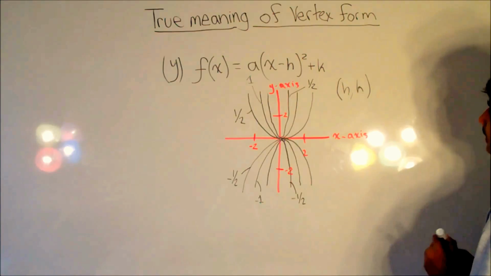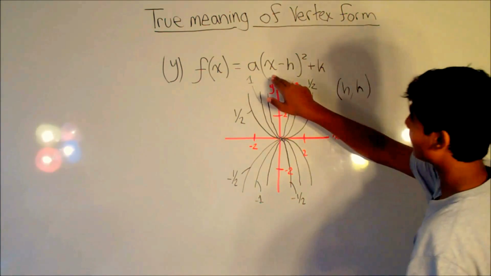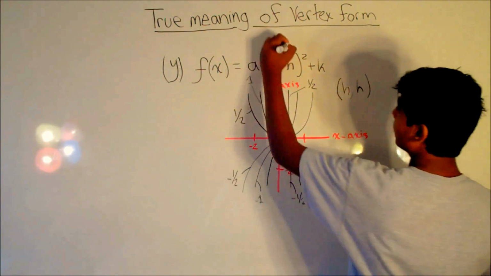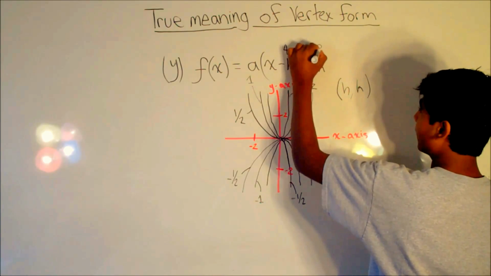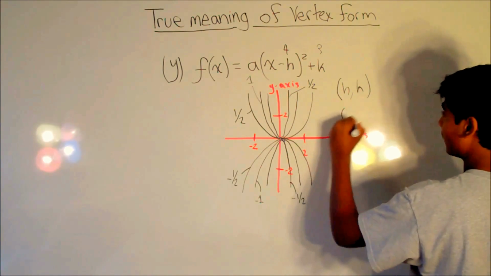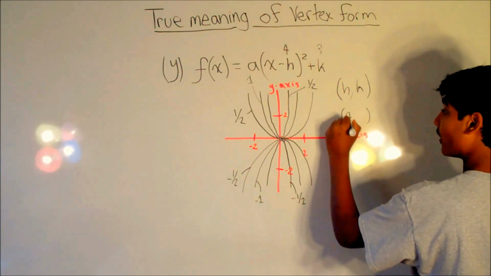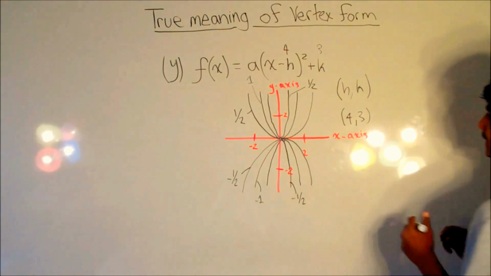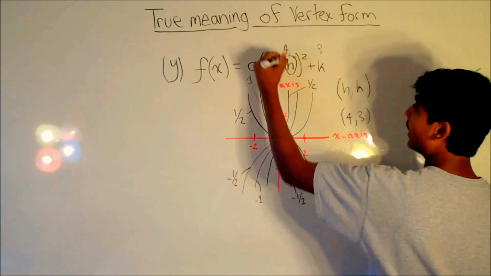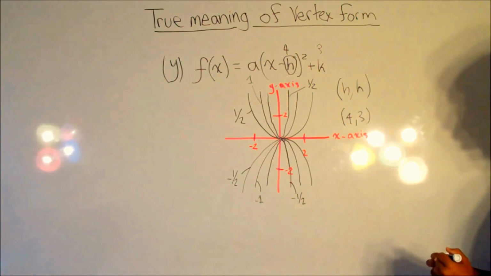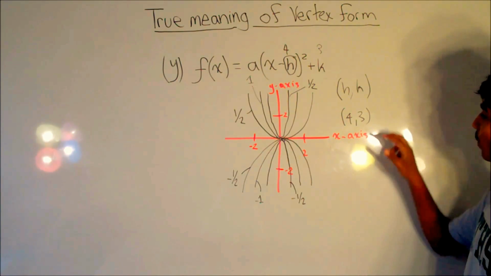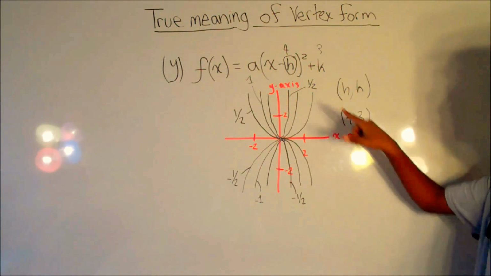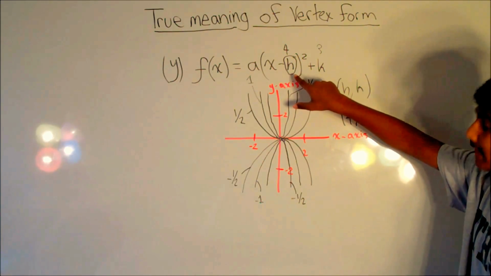So, let's say we have x minus 4 plus 3. The vertex would be 4, 3. And the reason why it's not negative 4 is because it's only taking the h value, not the negative in there. The negative has no factor in what the vertex is, unless it is negative 4.